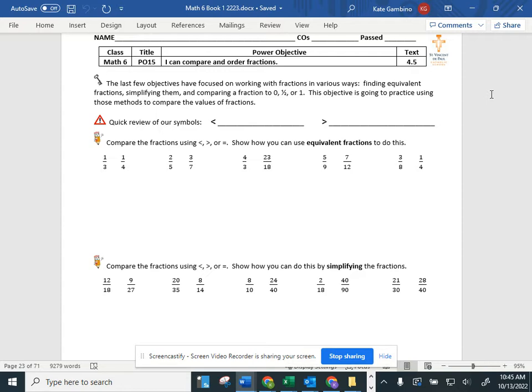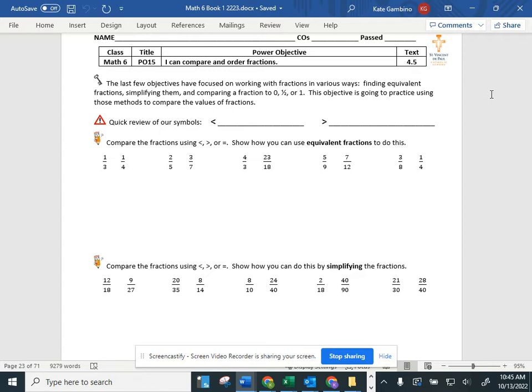The last few objectives have focused on working with fractions in various ways. Finding equivalent fractions when we're multiplying by that same scale factor. Simplifying fractions, what factor can we divide out of both the numerator and denominator? And comparing the fractions to 0, a half, or 1. This objective is going to practice using those methods to compare the values of fractions.